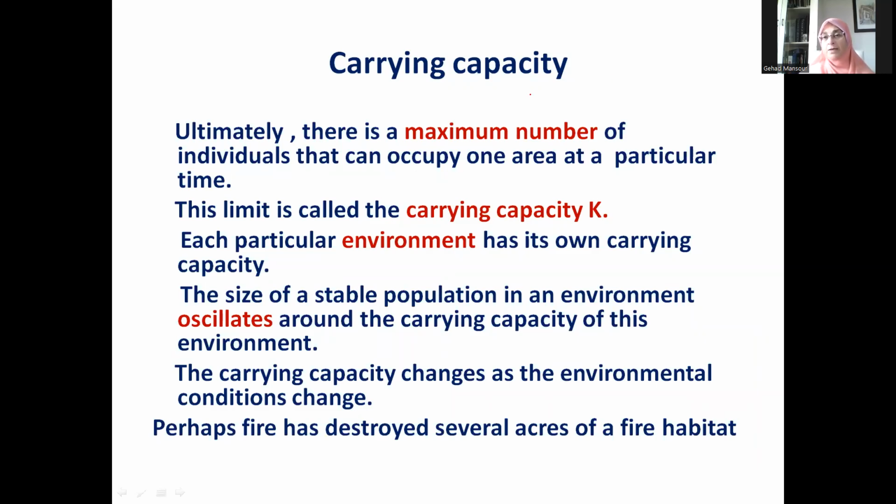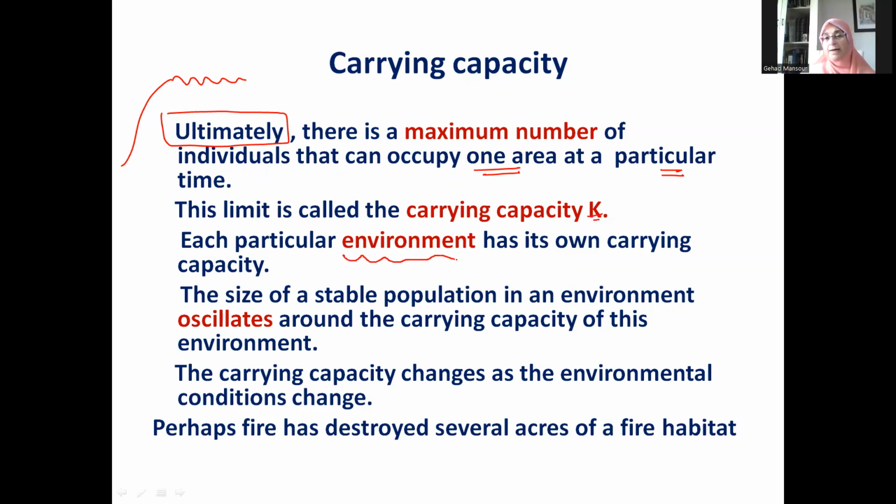So what is the carrying capacity? As we said, ultimately, at the end of this exponential graph, you would find that you reach a maximum number of individuals that can be held in a particular area at a particular time. So you have to specify a particular area and you have to specify a particular time. And this limit will be called the carrying capacity K.